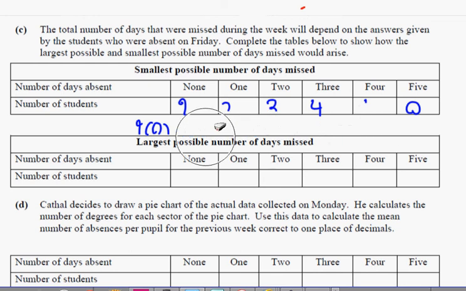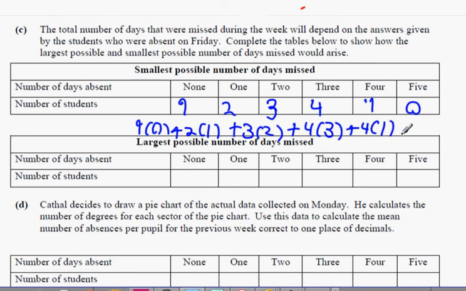Sorry guys, I was going to redo the order there. Excuse me. So what's that? 2, 3, and what number goes here? 1, is it? Okay, so excuse me. 9 times 0, 2 times 1, 3 times 2, 4 times 3, 4 times 1, and 5 times 0. Okay?